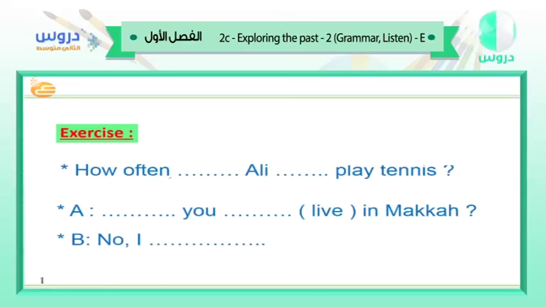How often blank Ali blank play tennis? Okay, think about it, everybody. How often blank, often, don't forget, Ali blank tennis. A, blank you blank live in Mecca. This is a verb. This is a verb. In Mecca. B, no, I blank. The answer of the question. I'll give you a moment.